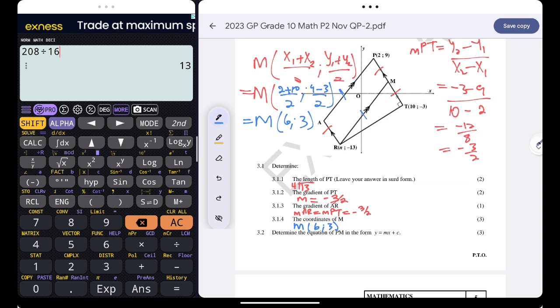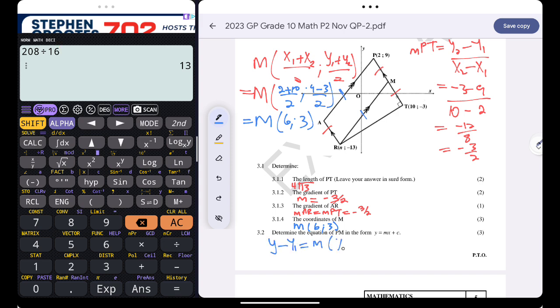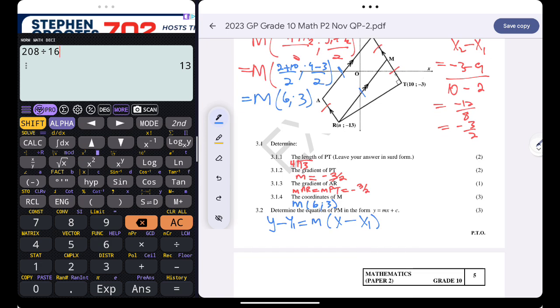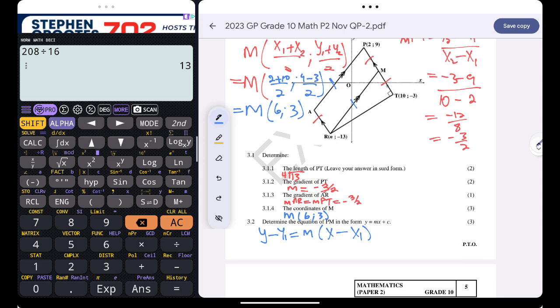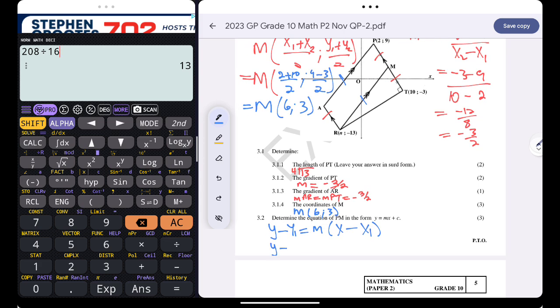Now I'm supposed to determine the equation of line PM. For me to find the equation, I only need two things: a point on that particular line and the gradient. I'll simply substitute them in my equation like this, whereby x1 and y1 represent a point on the line, and m is the gradient of the line. So I'll simply have y minus y1.